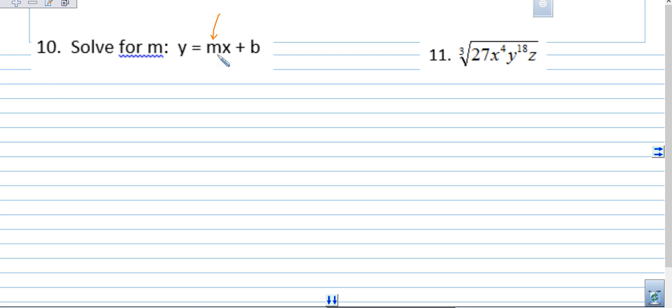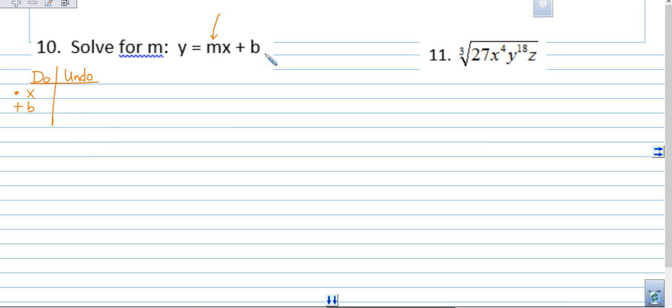So what happened to it? I personally like a do-undo chart. Okay? So what did they do to m? Well, first they multiplied it by x. So they times by x. Then they added a b.